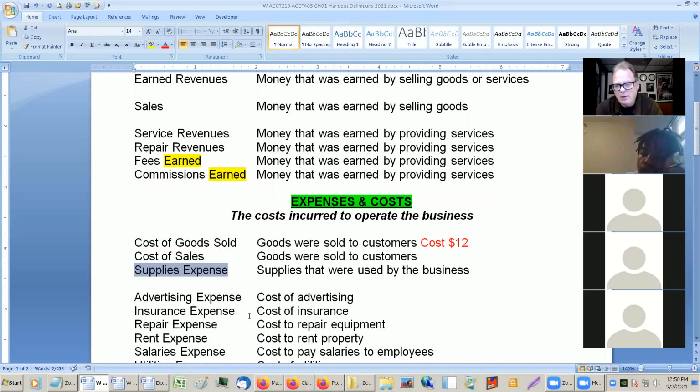So I might buy a bunch of cleaning supplies. When I first buy them, they're going to be an asset. As I use them, they get expensed. But again, this is a little bit different than cost of goods sold in that the customers aren't buying these. There's no revenue attached to that. When I clean the counter, no one pays me. So it's money going out.